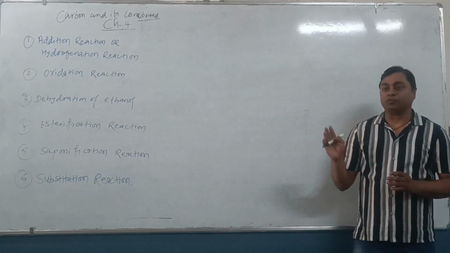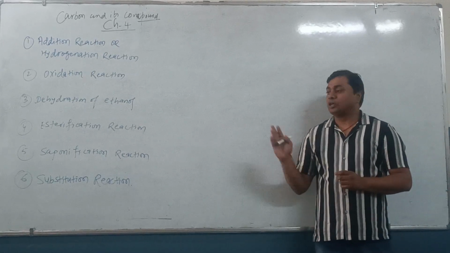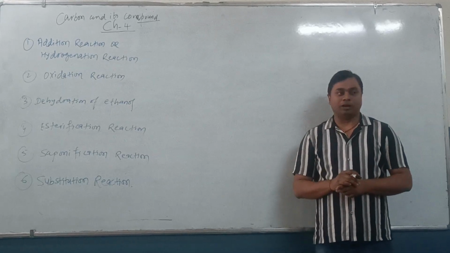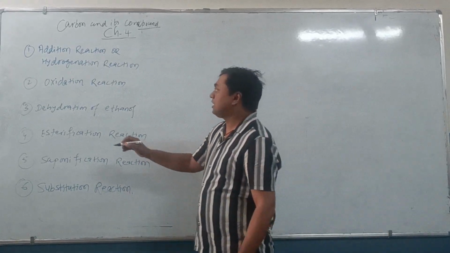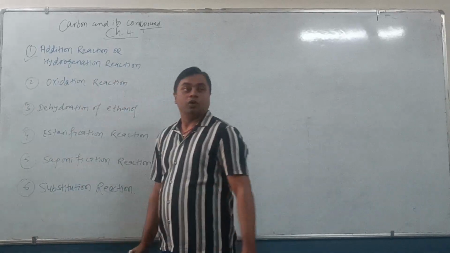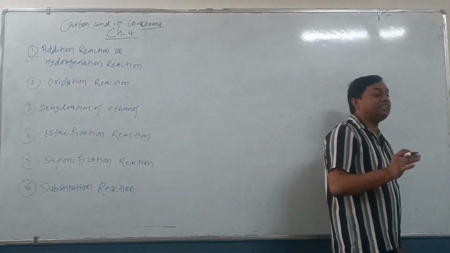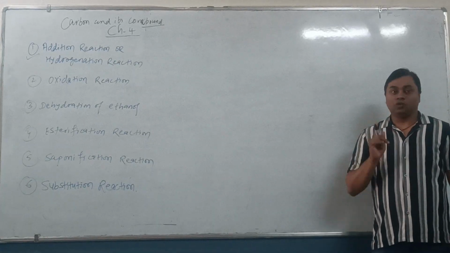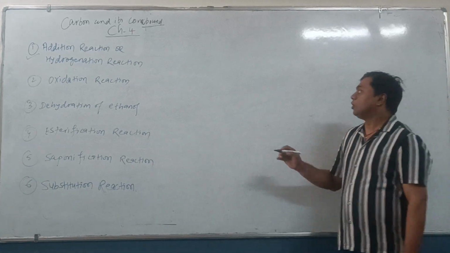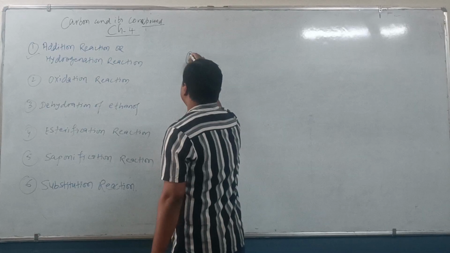Important reaction of chapter 4, that is carbon and its compounds. You can expect one question, 3 to 5 marks. Next one, these are 6 equations. First one is what? Addition reaction. Addition reaction generally takes place in unsaturated compounds, that is alkene and alkyne. First thing you have to keep in mind. So let's talk about addition reaction.